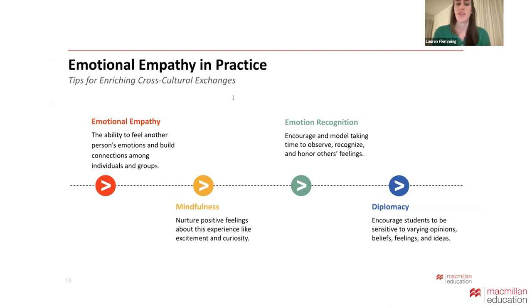So to foster emotional empathy, the key skills we want to build are mindfulness, emotion recognition, and diplomacy. Those were the different areas in the inner, the middle space, and the outer circle. To build mindfulness, as educators, we can nurture positive feelings about a cross-cultural experience, like excitement and curiosity. If students are feeling nervous about the exchange, research shows that about any type of virtual exchange, or even if you're in your classroom and you have an in-person exchange with different students, an imagination conversation, or encouraging students to take a few minutes to imagine a positive, friendly, cross-cultural experience, can help calm those nerves and lead to more productive exchanges or interactions.